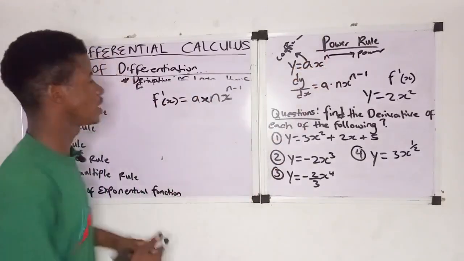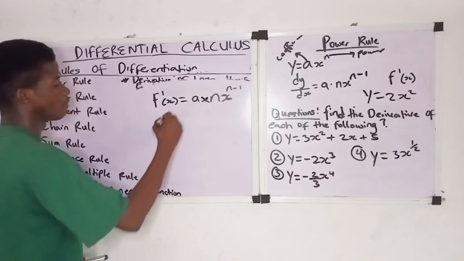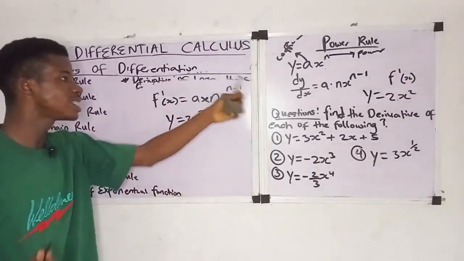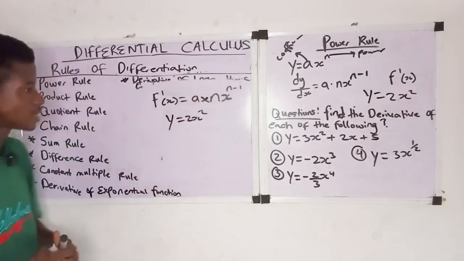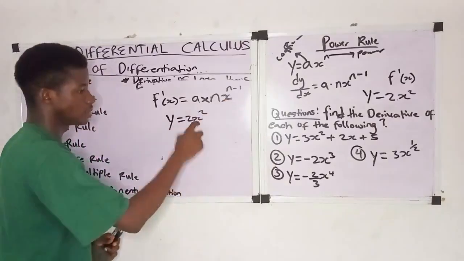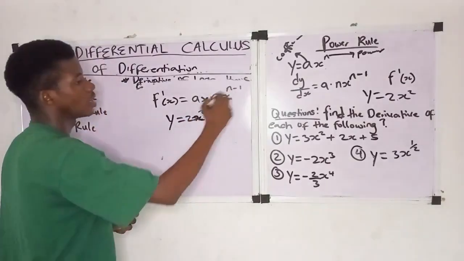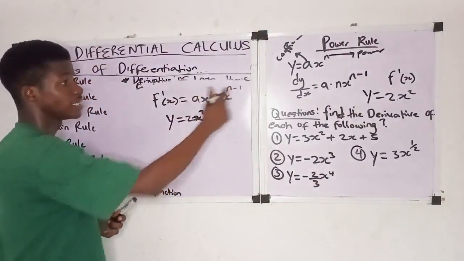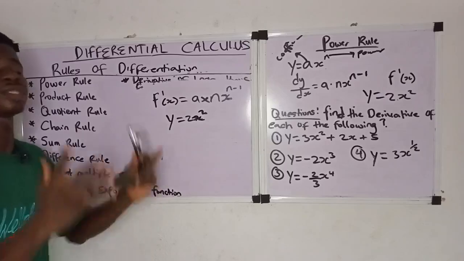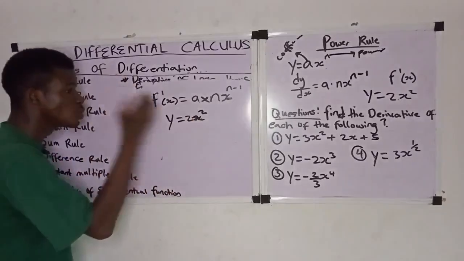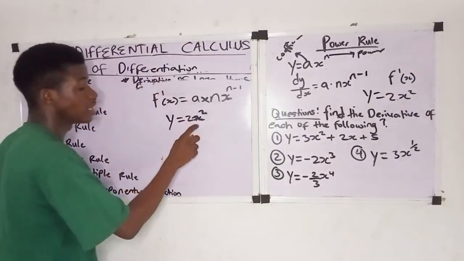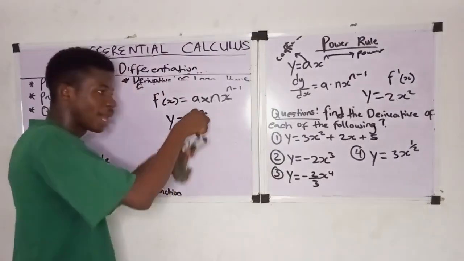It's very easy. Let's look at the derivative of y equals 2x squared. What is this formula telling us? Remember, I told you that a is the coefficient, x is the variable, and n is the power, right? Now to solve questions under the power rule, this is very important: we multiply the variable by the power.